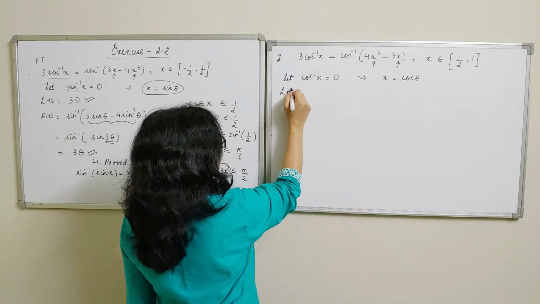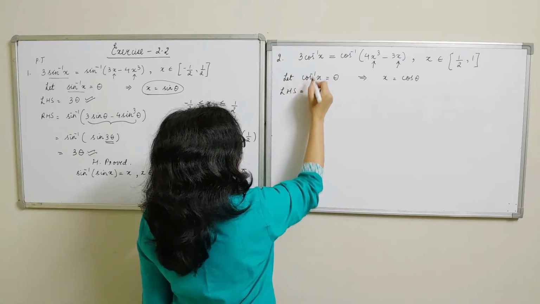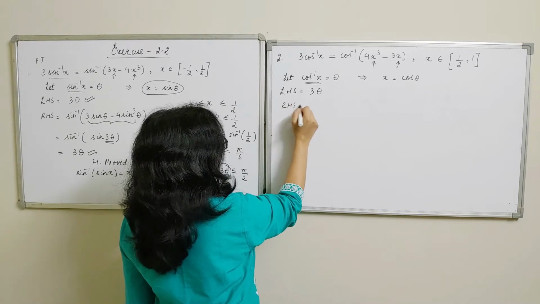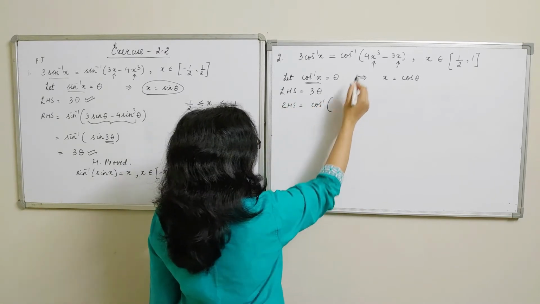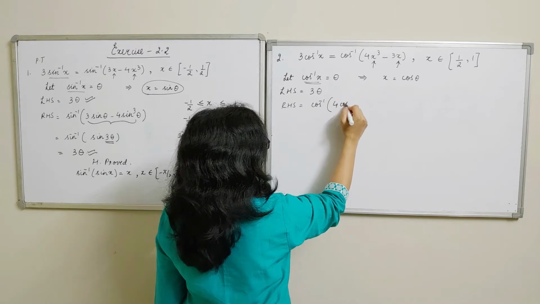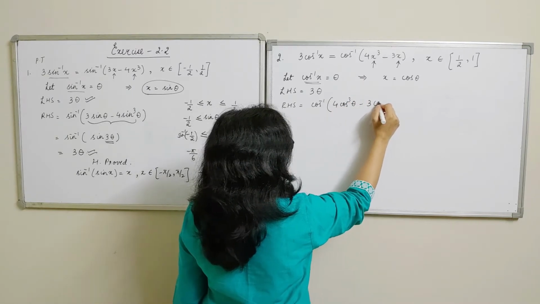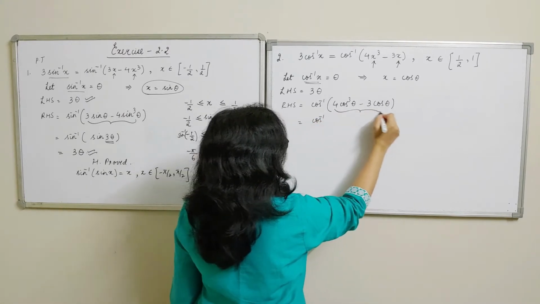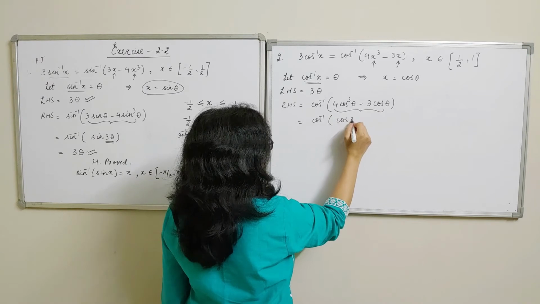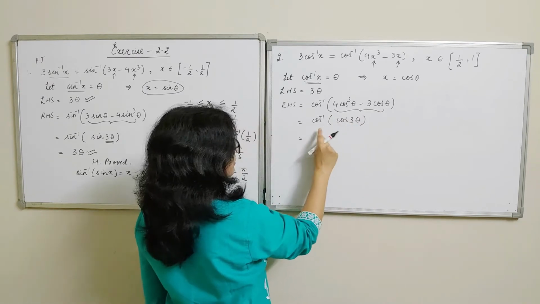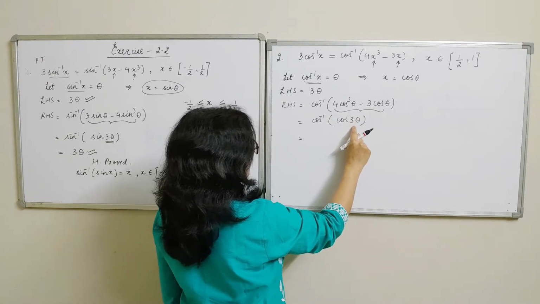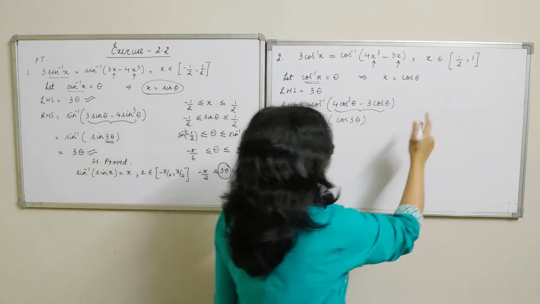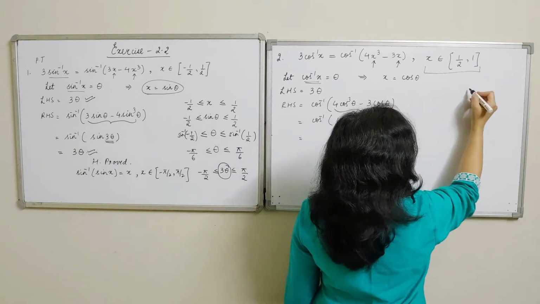Proceeding like we did in the previous question, left side is 3 cos inverse x, so it becomes 3 theta. On the right hand side, cos inverse, replacing x, 4 cos cube theta minus 3 cos theta. This is again the formula for cos 3 theta. Now here the result will be equal to 3 theta if this angle belongs to the principal branch of the cos inverse function. Now to check this, let us use this information.